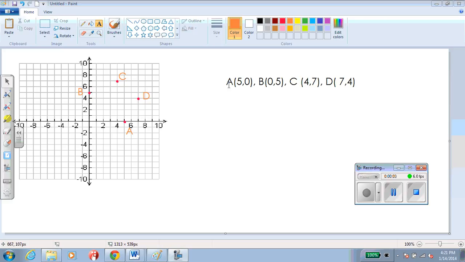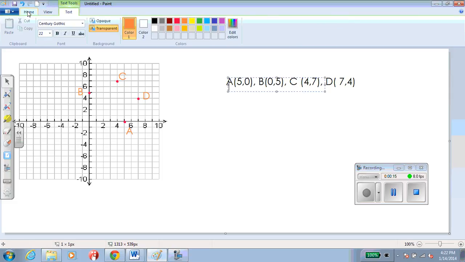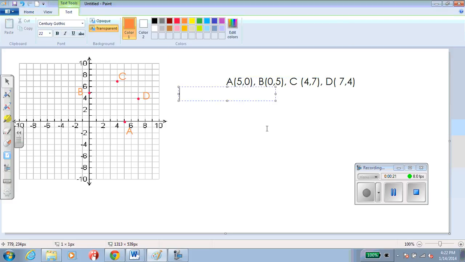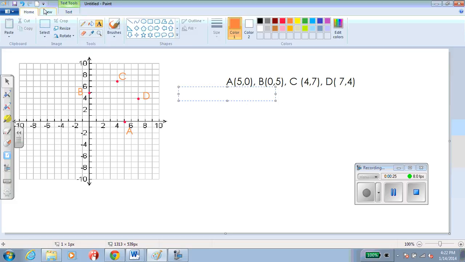I'm given a quadrilateral with points A, B, C, and D, and I want to know if this quadrilateral is a trapezoid, and if it is a trapezoid, if it is an isosceles trapezoid. So first I have to follow the trapezoid definition. The trapezoid definition states that if a quadrilateral is a trapezoid, then one pair of opposite sides are parallel.